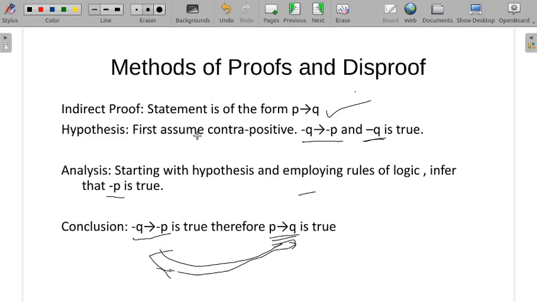This is indirect proof. What is indirect proof? Take the contrapositive, prove it to be true. A contrapositive and the corresponding conditional are logically equivalent. Therefore the conditional is also proved to be true.